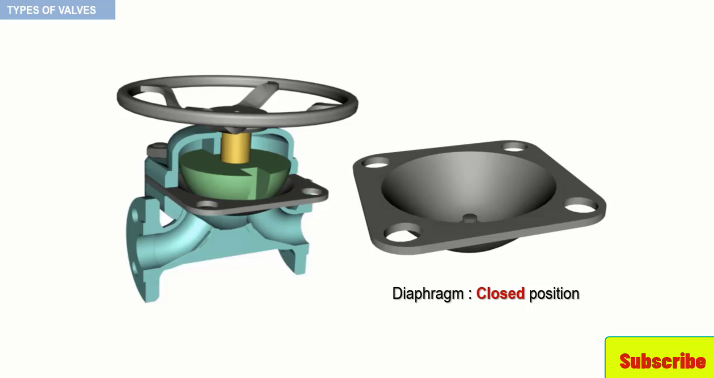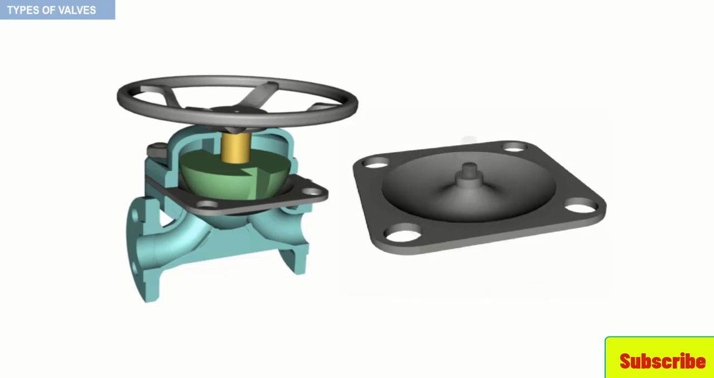And here you can see a simplified animation of the working of the diaphragm. As you can see, the diaphragm is pulled upwards by the compressor stem towards opening the valve.